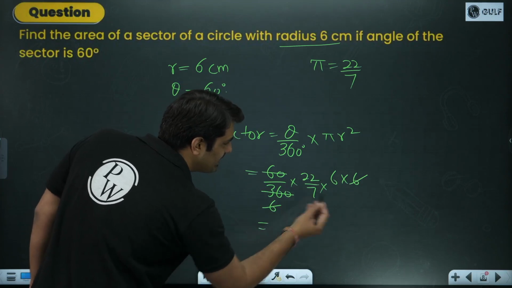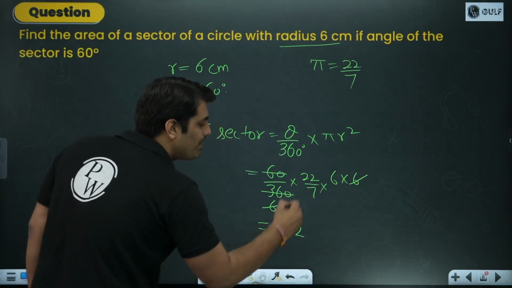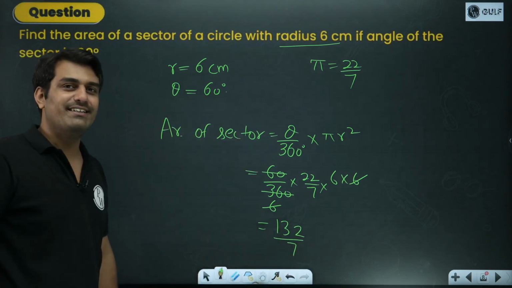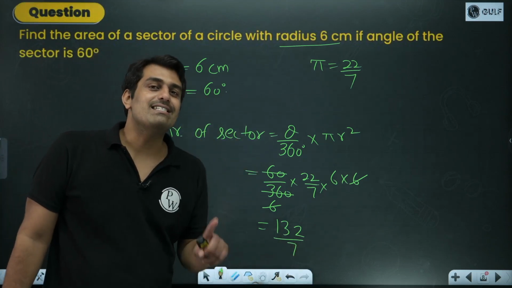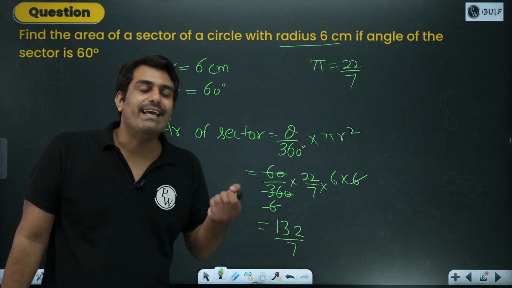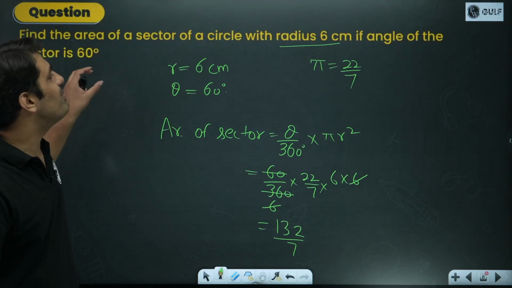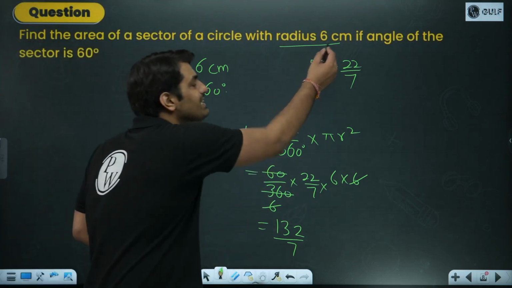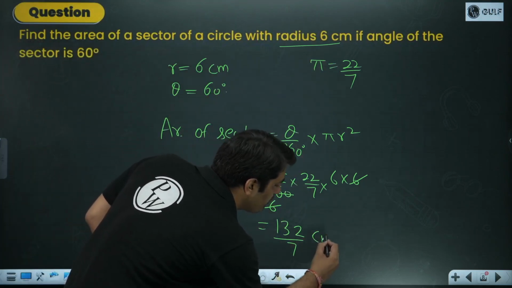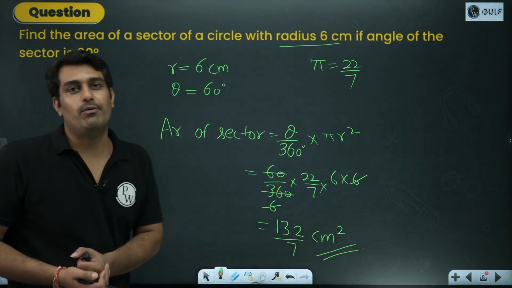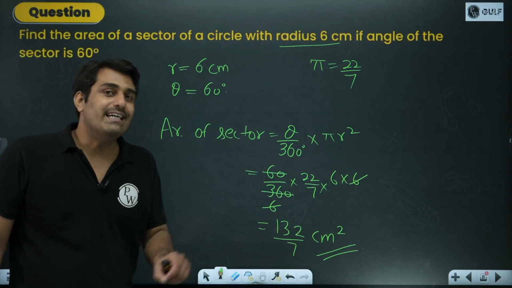That will be 6 into 2, 12, plus 1, 132 by 7. Is this the final answer? No, this is not the final answer. Never leave out the unit whenever you are calculating area, perimeter and any such thing, because you would be having some unit. So radius is in centimeter, so over here area would be in centimeter square. 132 by 7 centimeter square.